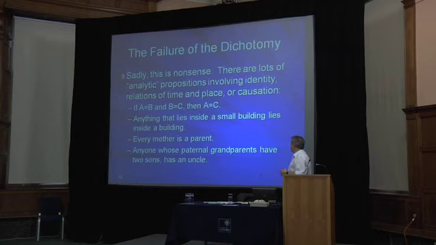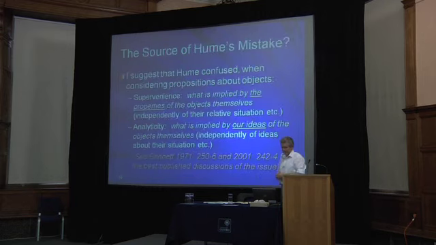What about anyone whose paternal grandparents have two sons, has an uncle? That's not perhaps intuitively true, but it's demonstrably true. A little bit of reasoning will get you there. But again, that involves blood relations, which are causal. So basically, Hume's dichotomy, or at least what he's using it for, is nonsense. Seductive nonsense, but nonsense nevertheless.